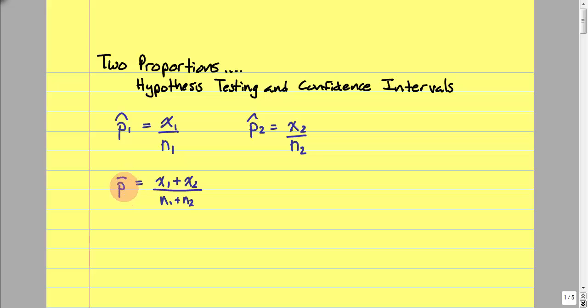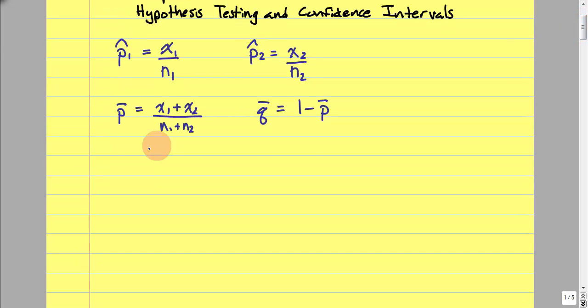Now if p bar is x1 plus x2 over the sum of the n's, q bar is going to be 1 minus p bar, because of course p bar and q bar have to sum to 1. So these are some of the values that you'll see while we're working.